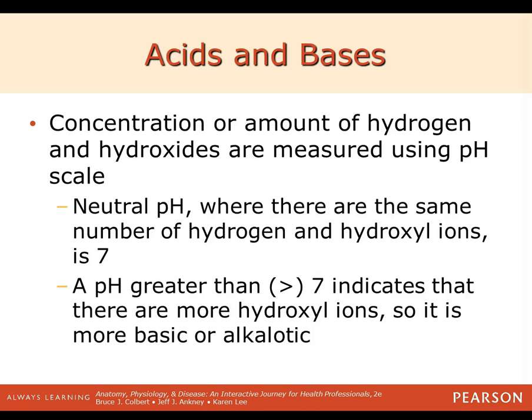Neutral pH is where the same number of hydrogen and hydroxyl ions exist, and a neutral pH is 7. A pH greater than 7, up to 14, indicates that there are more hydroxyl ions, so that means it's more basic, or what we call alkaline or alkalytic.